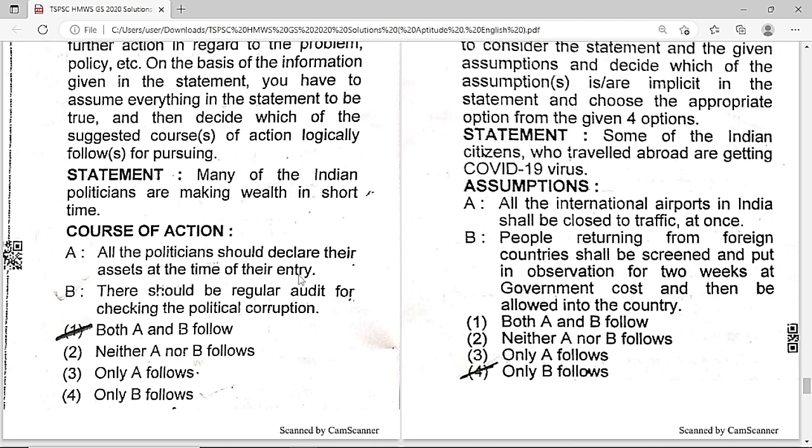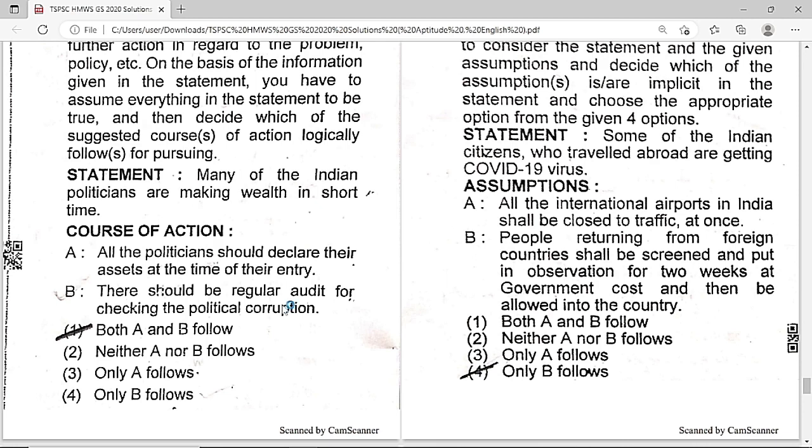They should tell what is the property at the time of entry. Yes, all the politicians should declare their assets at the time of their entry. Yes, it is possible. Yes, logically it is possible. Then B, there should be a regular audit for checking the political corruption. Yes, it is also true. Yes, it can also happen. Yes, it can logically happen. Then only we can control the amount of corruption. Then only we can control all these crazy things.